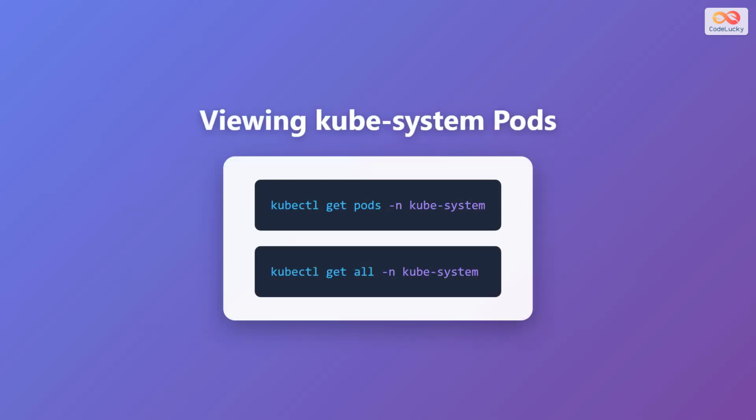To view all the pods running in the kube-system namespace, you can use the kubectl get pods command with the -n flag followed by kube-system. This will list all system pods. To view all resources including services and deployments, use kubectl get all -n kube-system. These commands are helpful for troubleshooting and understanding what's running in your cluster system namespace.